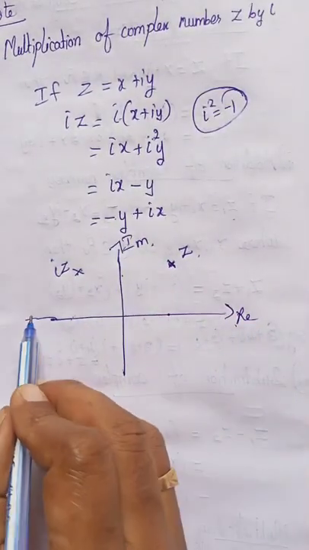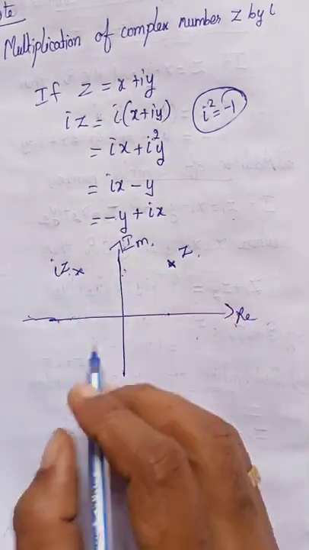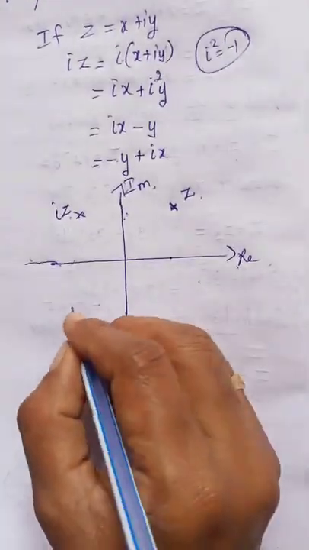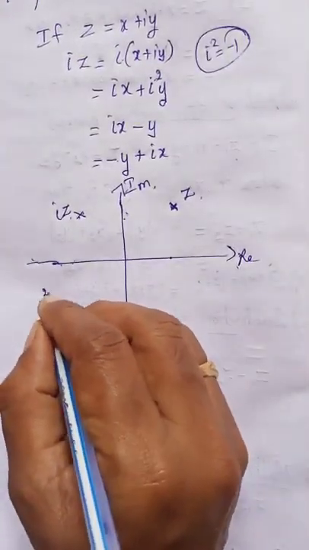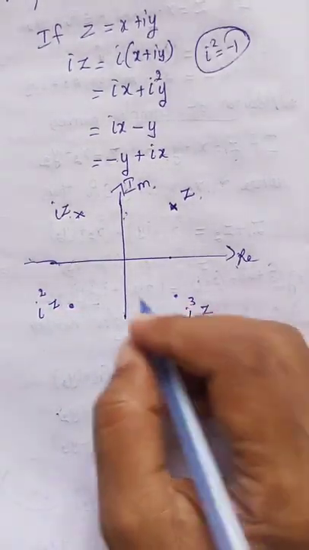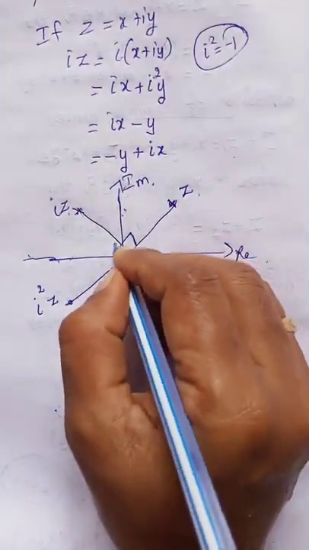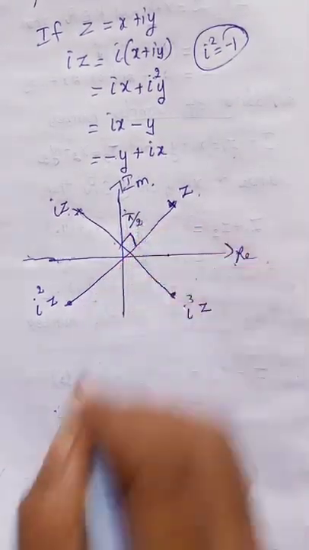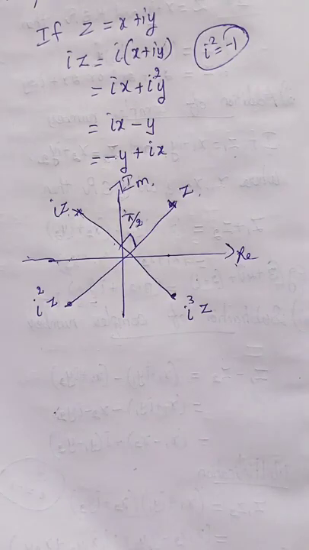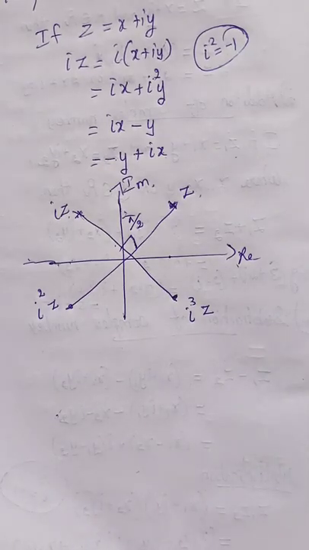So the real part, when we draw, this is the line. Here the negative point we will get, and here this is positive. The same way i squared, when you multiply you get the point somewhere here, that is i squared into z. Here i cubed into z. Same for all of them, there will be a 90-degree variation. The complex number iz is a rotation of z by 90 degrees. In radians, that is pi by 2 radians, counterclockwise.